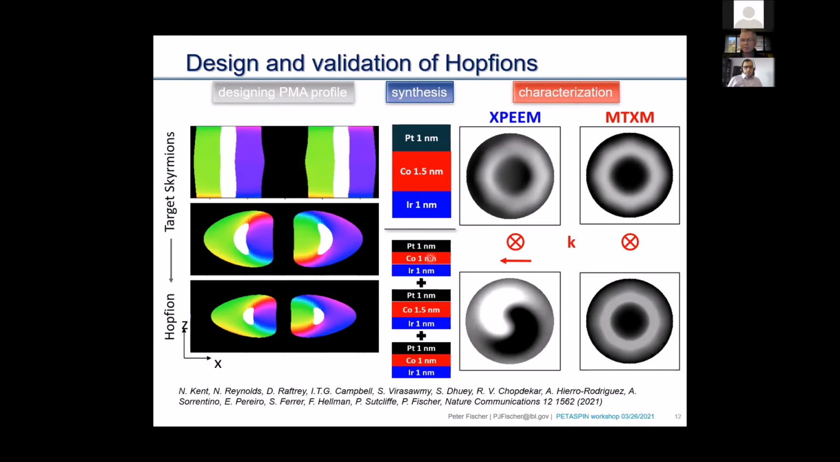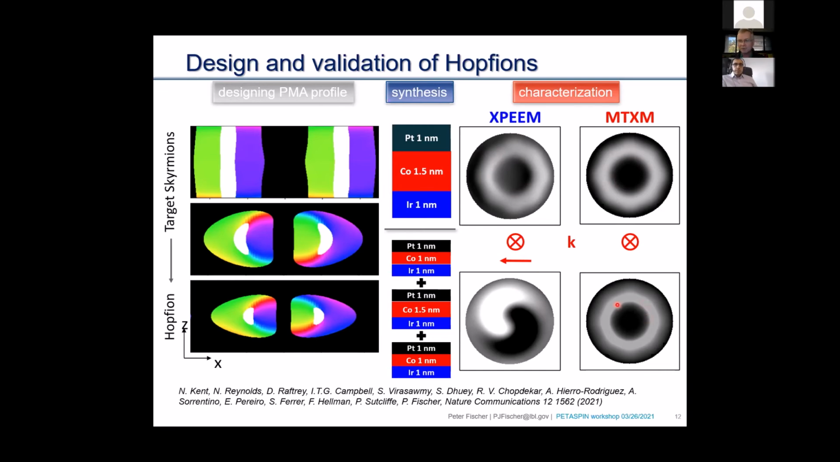How would a PEM image look different for the target experiments versus Hopfions? It's pretty clear. These are simulated experimental data for the full field transmission, bulk sensitive one, the MTXM, and this would be for the PEM. For the target experiments, it would look very similar. Again, this just means it goes all the way through. It doesn't make a difference whether you look at the surface or the bottom.